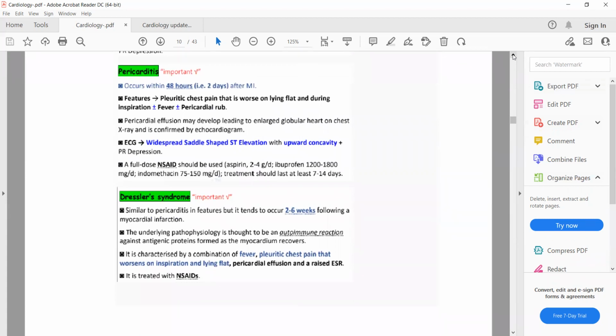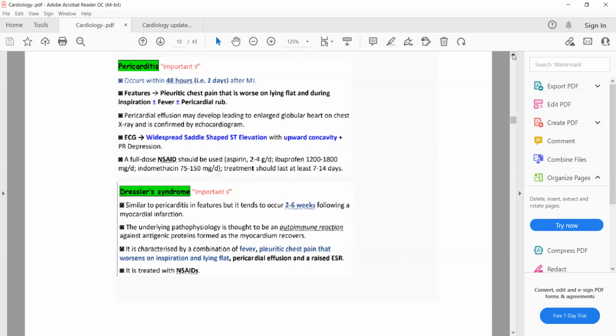The main feature of acute pericarditis is pain that is worst on inspiration and on lying flat. ECG will show widespread ST elevation with upward concavity and PR depression. The ECG finding of pericarditis is widespread saddle-shaped ST elevation with upward concavity plus PR depression.